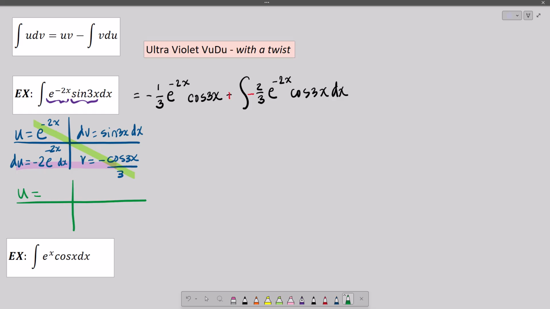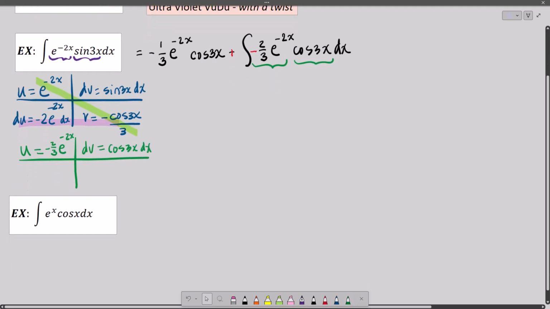We want to keep the same pattern. If you change your pattern, you're going to undo what you already did. So we're going to let u be the exponential piece. I'm going to treat this as the first function, and this is the second. I'm going to put u equals negative 2/3 e to the negative 2x, and I will choose dv to be cosine 3x dx.